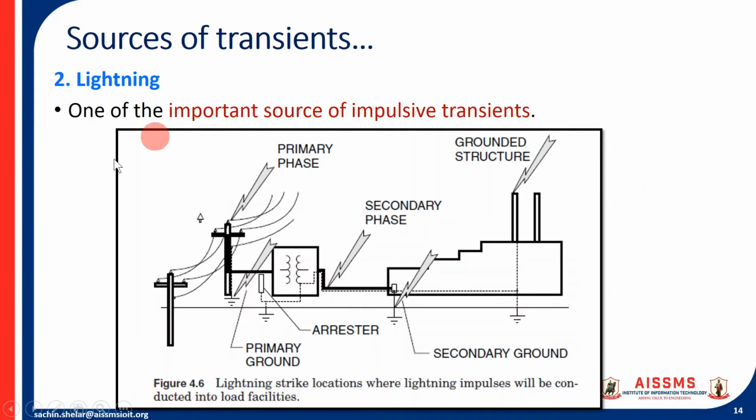This particular diagram shows the places where a transient can occur due to lightning, because these points are exposed to lightning: the factory premises at the top, the secondary ground, or the secondary phase if it is overhead or on a distribution system. There are many locations where a lightning stroke can occur, and it may cause impulsive transients which can be conducted into the load facilities. By the way, a transient is a conducted phenomenon.